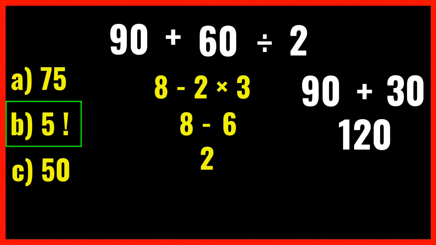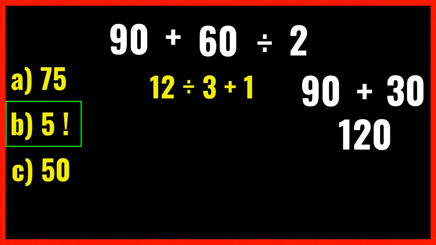Now let's try another example. 12 divided by 3 plus 1. Again, many people will add first and get 4 divided by 4 equals 1, which is wrong. The correct way is to divide first. 12 divided by 3 equals 4. Then add 1 to get 5.